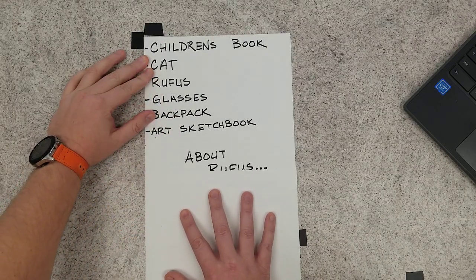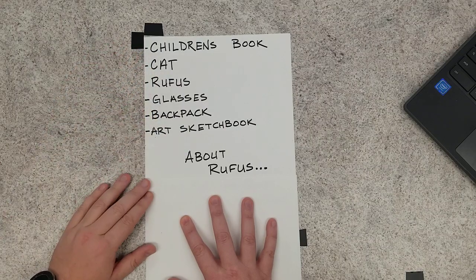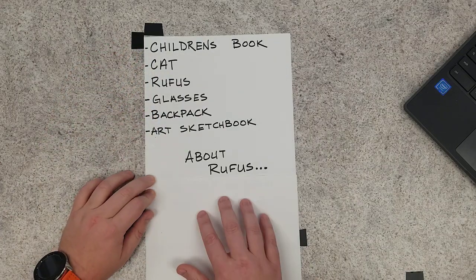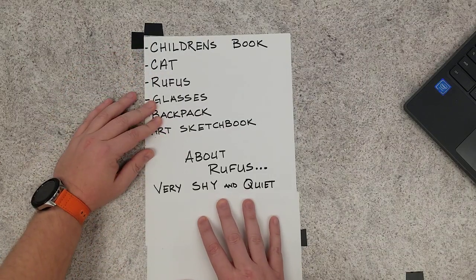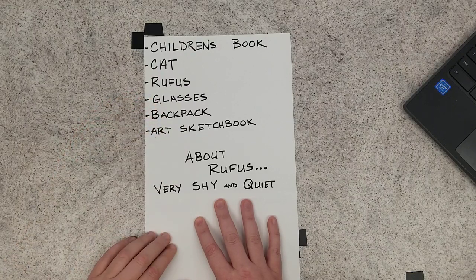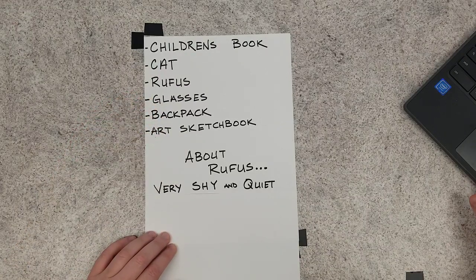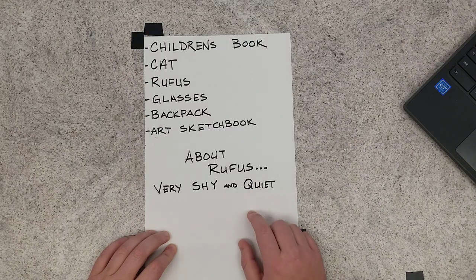Now, here are some things about Rufus that we do need to know that might help you out with the cover. First thing, he is very shy and quiet. So if you picture a very shy and quiet character or person, you have to think about that facial expression. What would they look like? They're not going to have this big, excited look on their face, eyes wide open, if you're shy and quiet.